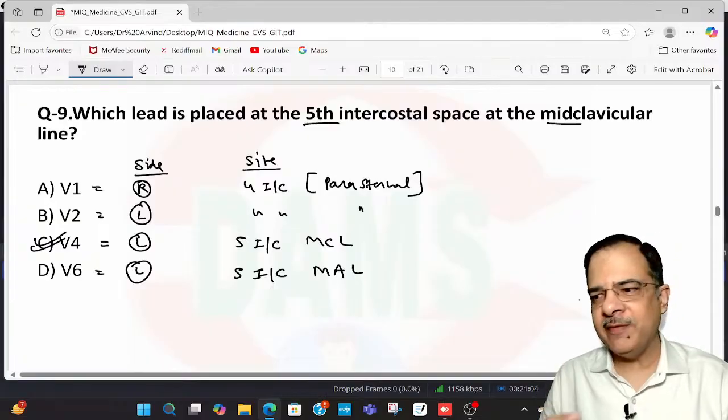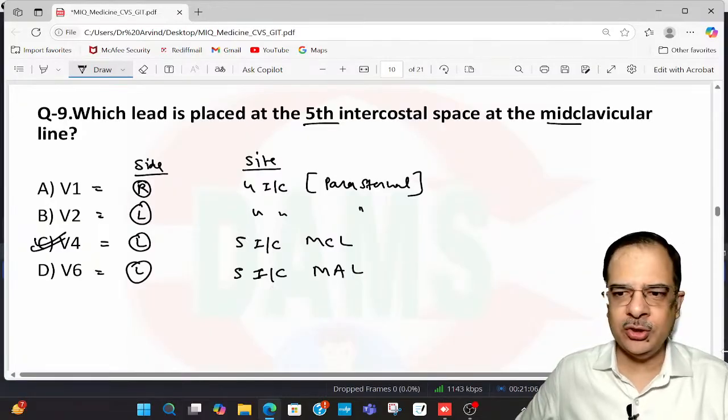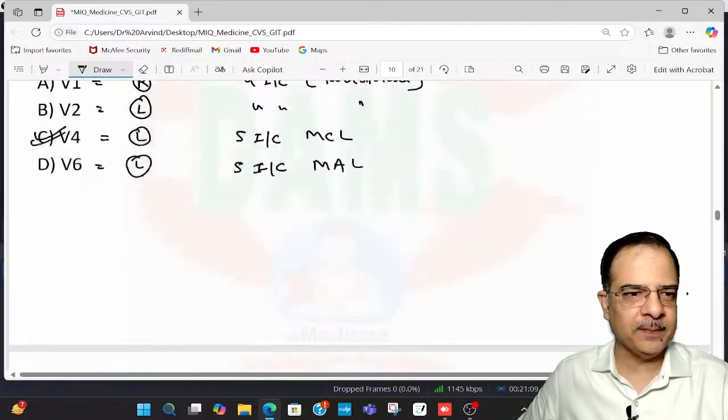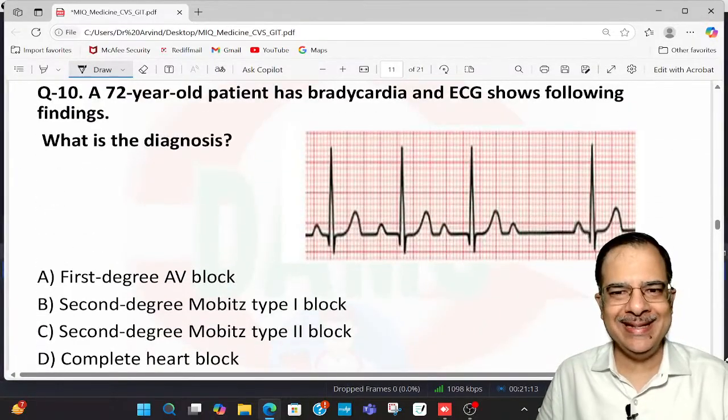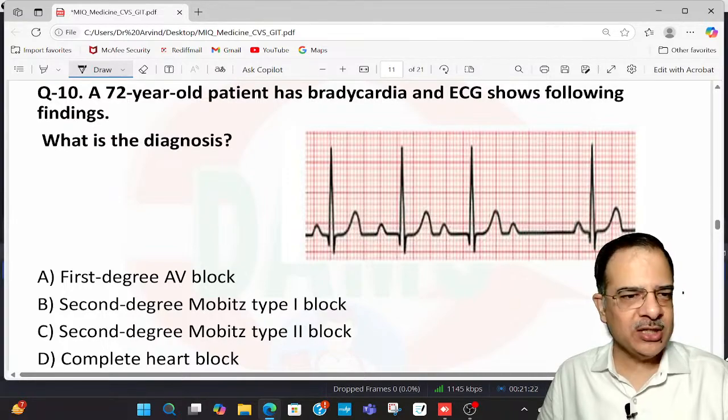So these are very simple questions. You should not leave such questions on ECG lead placement. All right, let me check who can give me the diagnosis for this ECG. A 72-year-old patient has bradycardia, and the ECG shows the following finding. What is the diagnosis for this condition?